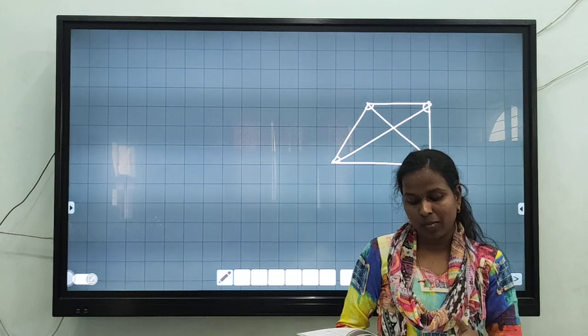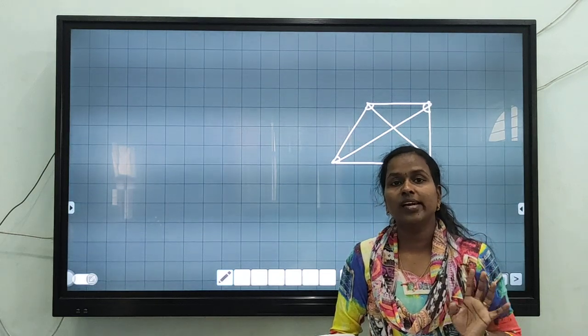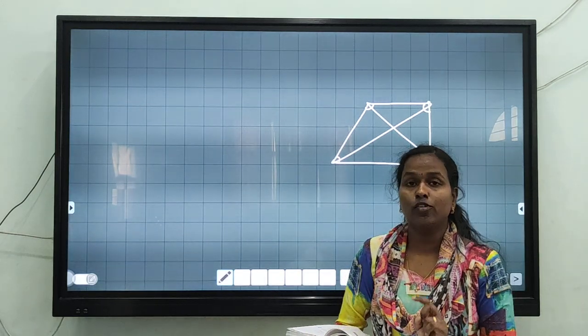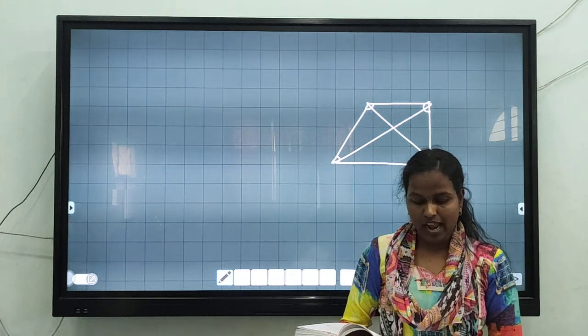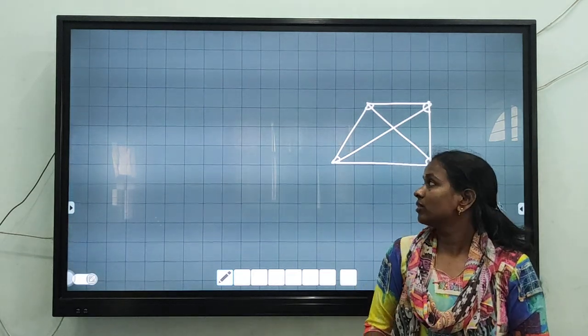Just do the first 4 problems. The first part we do not need to do in your maths notebook. Okay, do the first one in your book. Do the second, third and fourth in your maths notebook. Thank you, students.